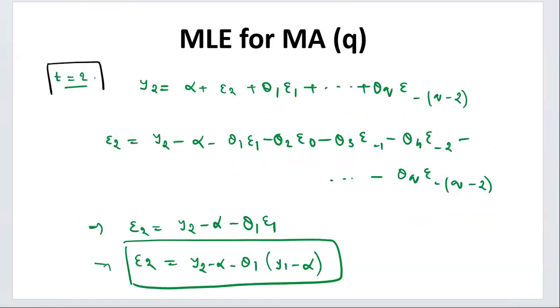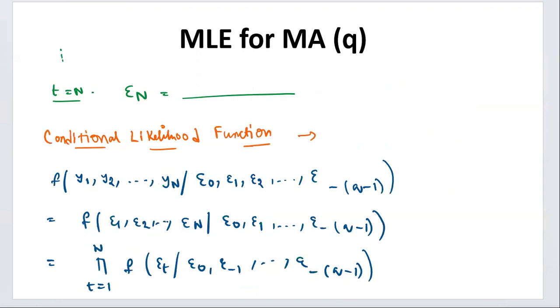In a similar way, find this out for t equals 2. Epsilon 2 will come out to be y2 minus alpha minus theta 1 times y1 minus alpha. If you want, you can take a screenshot and do it for yourself. Then do t equals 3, and in the same fashion up to t equals n. Then you will get a general expression for epsilon. Please find out what the general expression will be. Once you have that, you can find the conditional likelihood function.